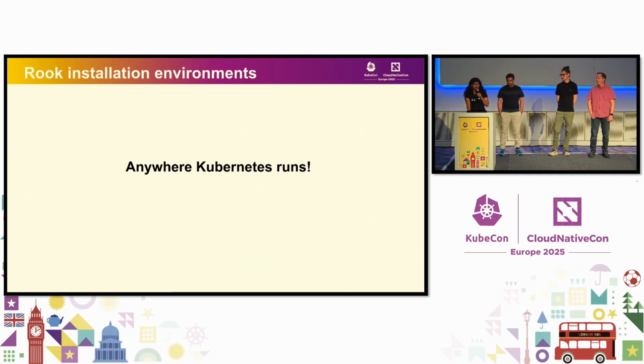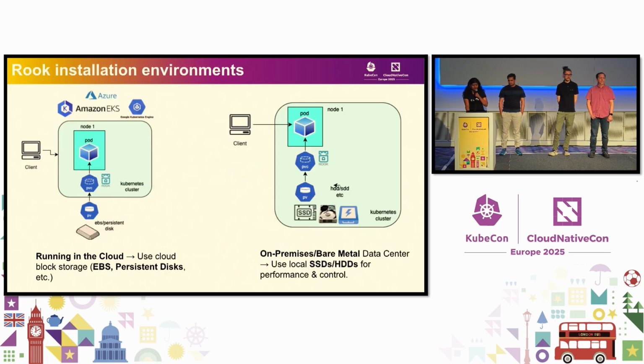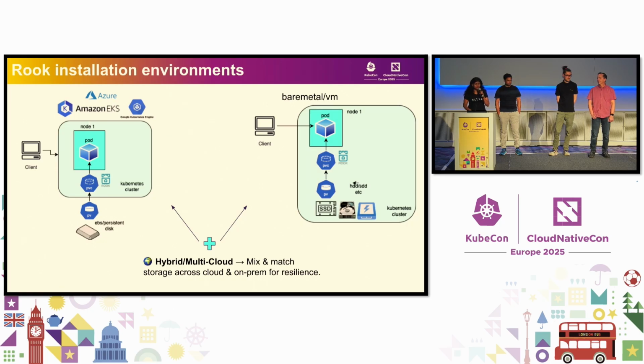And now you have a complete solution using Rook and Ceph. Where can you run it? The short answer is anywhere Kubernetes runs. You can run it in a cloud provider environment using EBS or persistent disk, or you can use your own on-prem bare metal data center with SSDs and HDDs for more performance and control. Or you can also have a hybrid and multi-cloud environment, mixing and matching storage across cloud and on-prem for resilience.